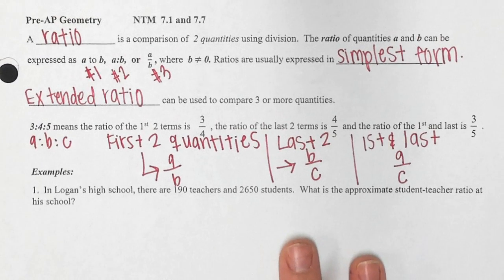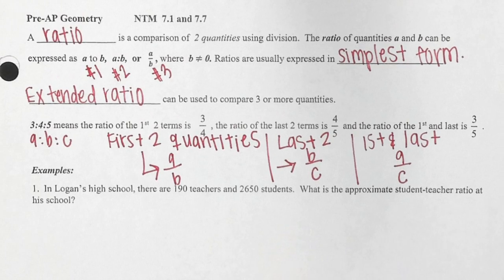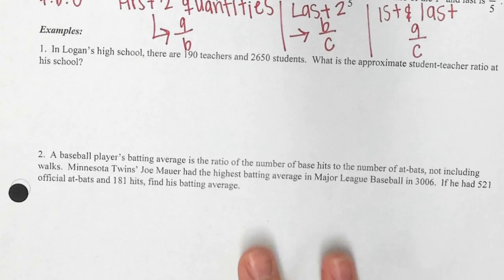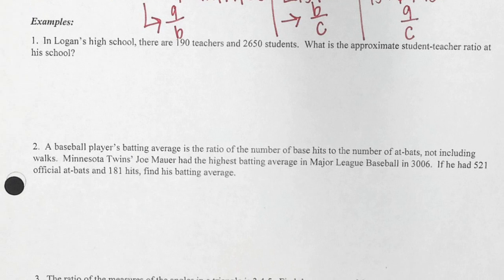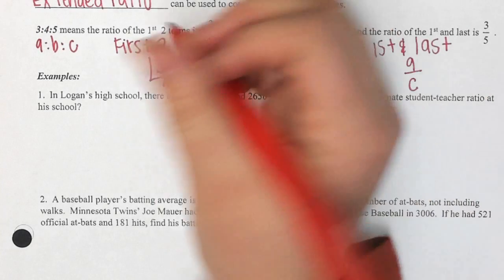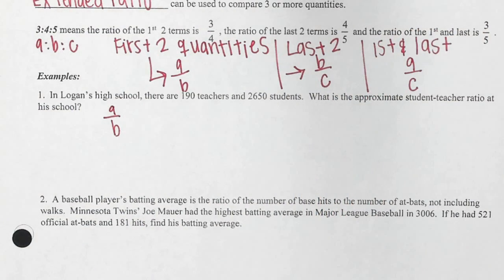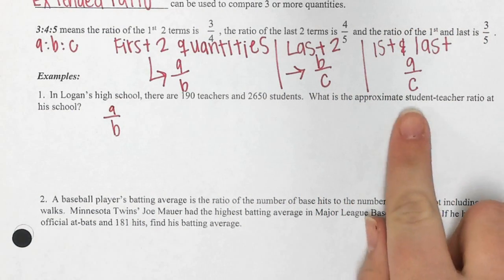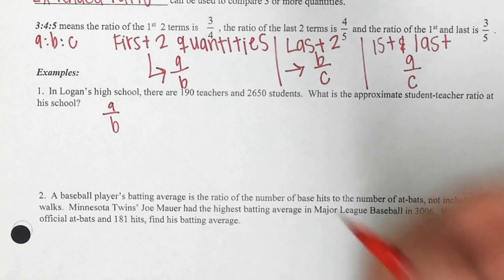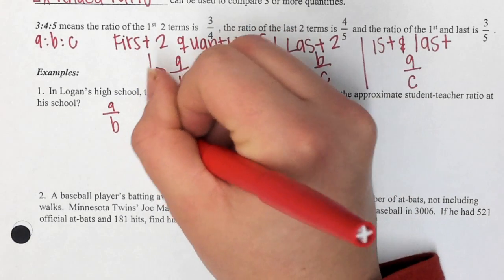Alright, so that's really all you need to know, notes-wise. From here on, we're just doing examples of how to use all of this. So in example number 1, Logan's High School, there are 190 teachers and 2,650 students. What is the approximate student-teacher ratio at his school? So if we're going to use A to B, we can use A over B, but we need to use it in the form that it gives it to us. So which comes first, student or teacher? Student goes on top and teacher goes on bottom.